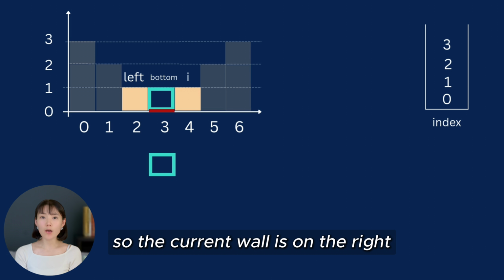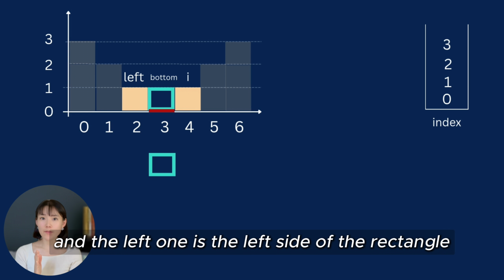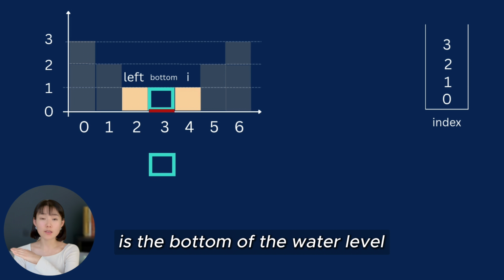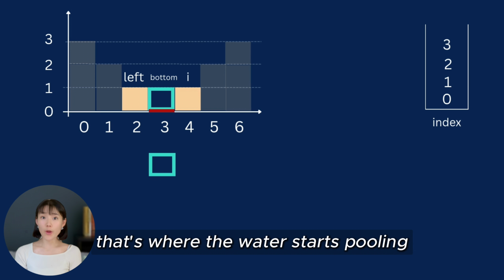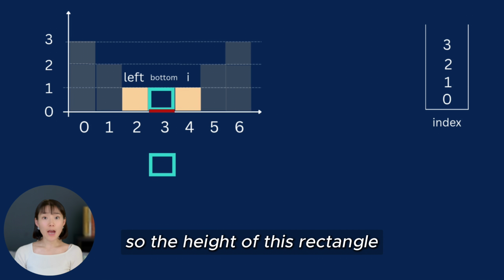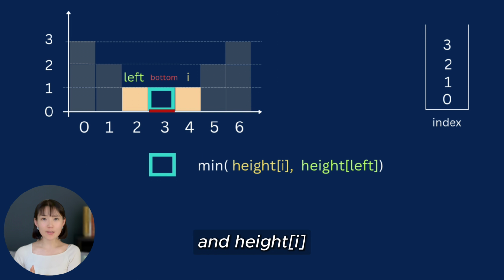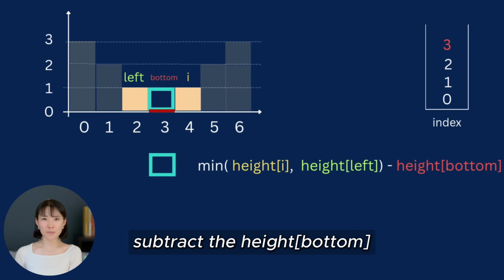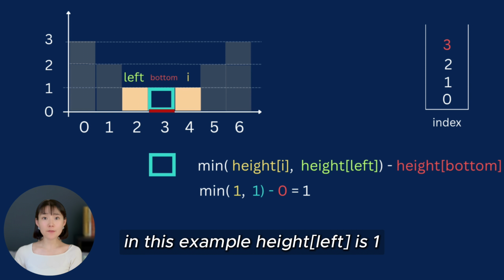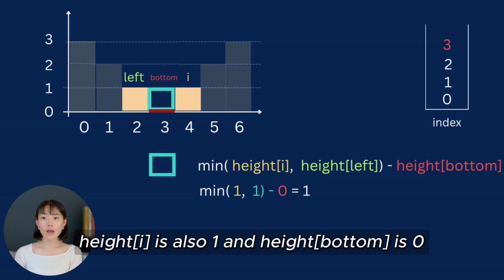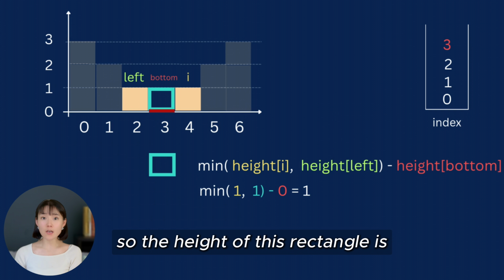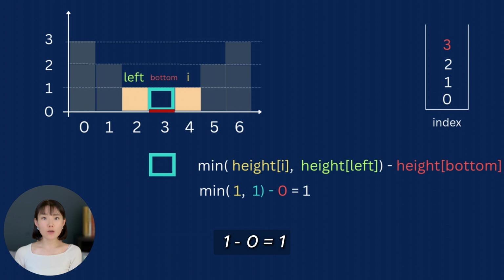So the current wall is on the right, and the left one is the left side of the rectangle. And the one we call bottom is the bottom of the water level. That's where the water starts pooling. So the height of this rectangle is the minimum of height left and height I, subtract the height bottom. In this example, height left is 1, height I is also 1, and height bottom is 0. So the height of this rectangle is 1 minus 0 equals 1.